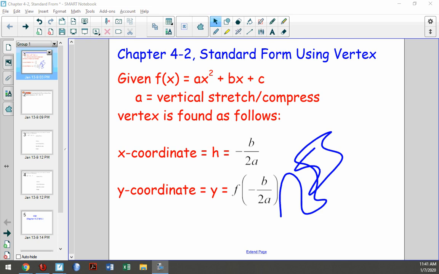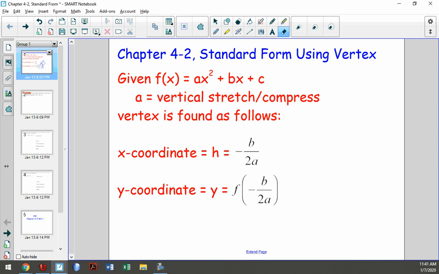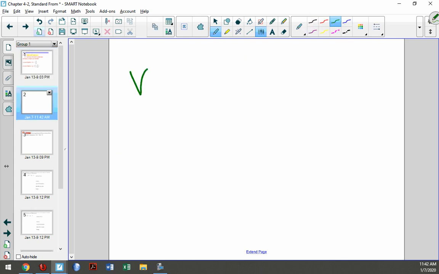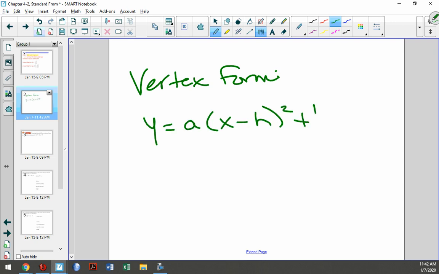All right. What we're talking about today is chapter 4.2, which is standard form versus vertex form. Whenever I say standard form, what I'm talking about is this right here. That is standard form. Vertex form is what you all like: y equals a(x minus h) squared plus k. That is your vertex form.